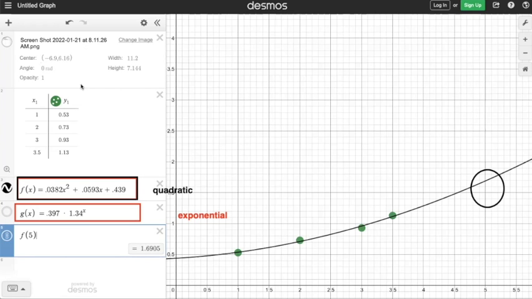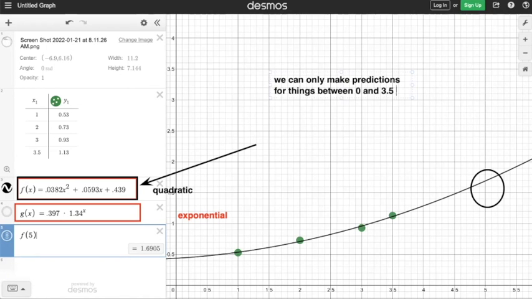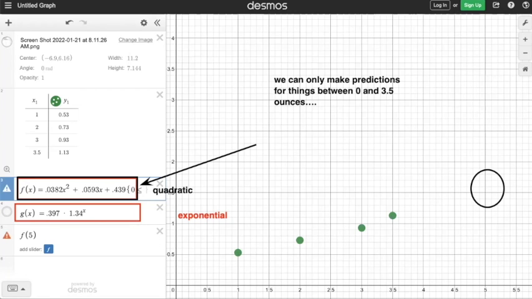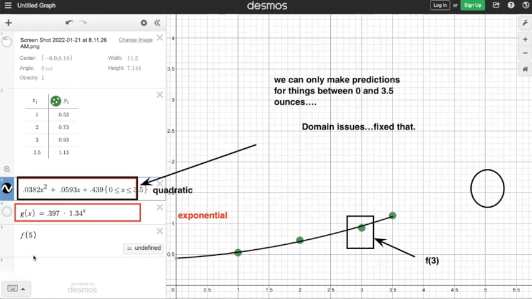This needs a domain restriction. We're only going to be able to make predictions for things that are between 0 and 3.5 ounces to be sure that we enforce that. You can do that in Desmos pretty easily by using this left curly brace, which is shift above the square bracket, but I need to be sure that this formula is only valid up to 3.5. Notice now f of 5 is showing as undefined, and that's a good thing.